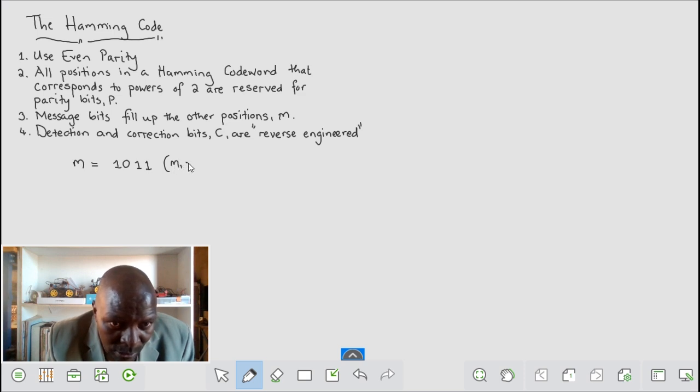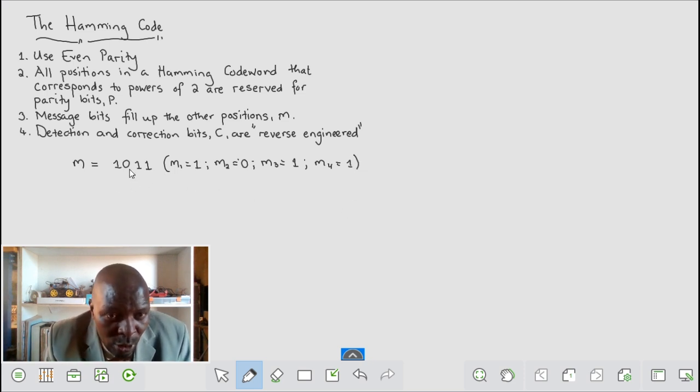M1 is called our first one, M2 is our second one, which is our second bit. This is the message bits. M3 is our other one, this third bit, and then M4, message bit number 4, is the last one. So this is our message.